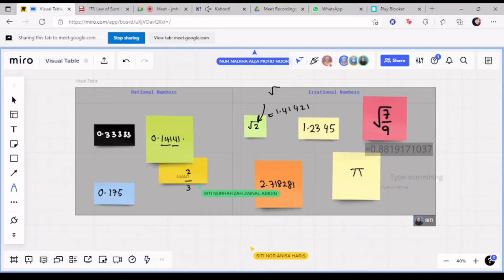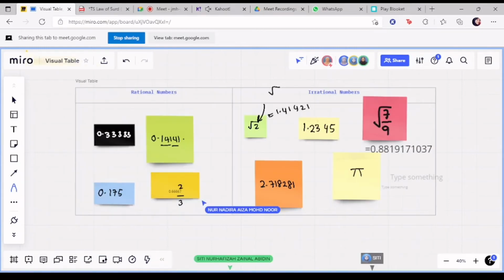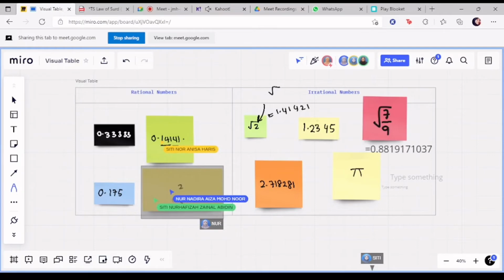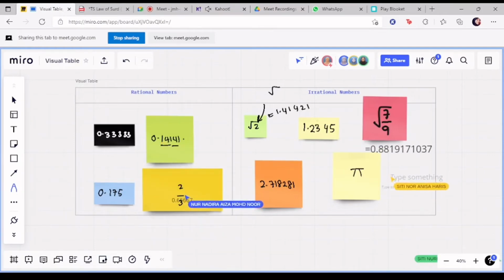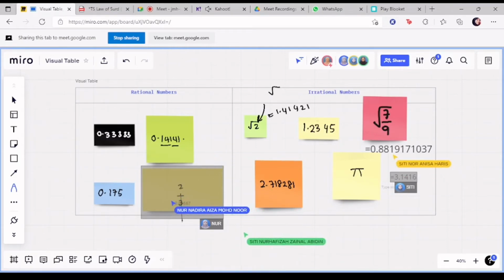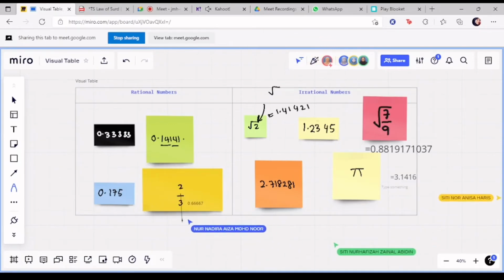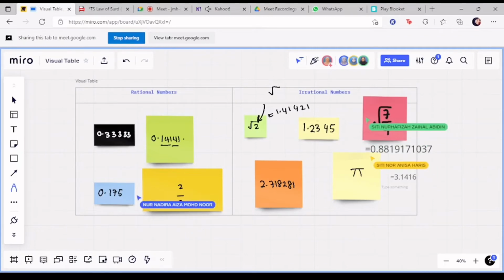So we have the answer for the decimal number for 2/3. We already have the decimal number for 7/9. Okay, Siti Nor Anisa is inserting the number 3.1416 for the decimal number for pi. Okay, have you done, students? Done. Yes, teacher.